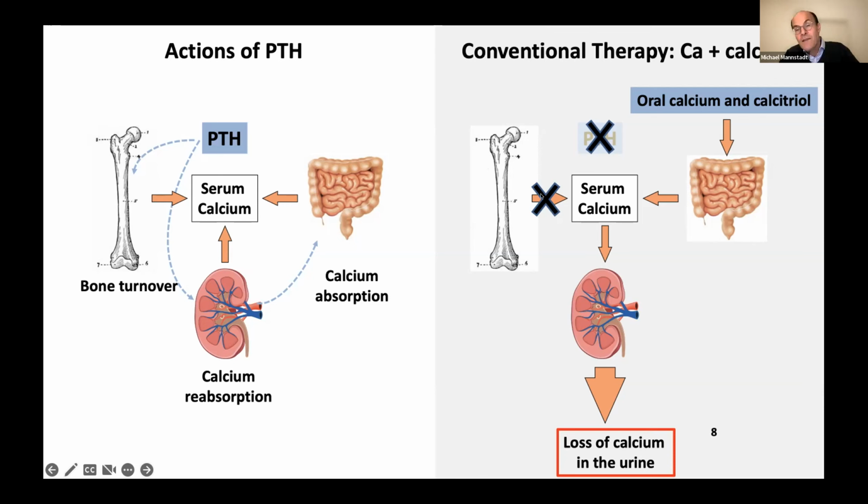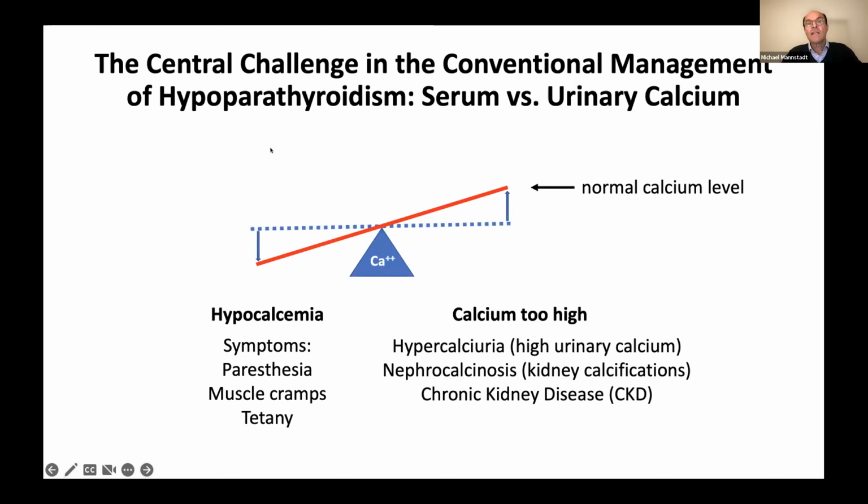But it does nothing to the bones, and it doesn't tell the kidneys to conserve the calcium. And so the more you pump into the system, the more comes out in the urine. And while nobody can feel whether the urinary calcium is high or low, fortunately, there is a potential downside adverse effect, and that's calcifications of the kidneys. And so this here really is the central challenge that we face with conventional therapy in hypoparathyroidism.